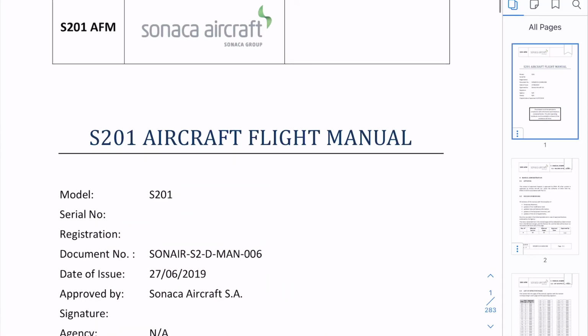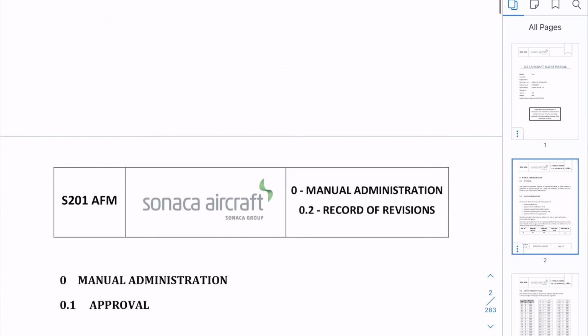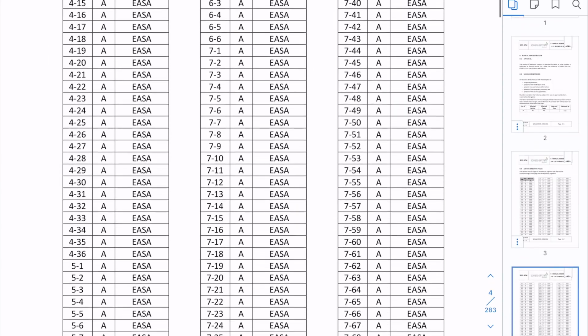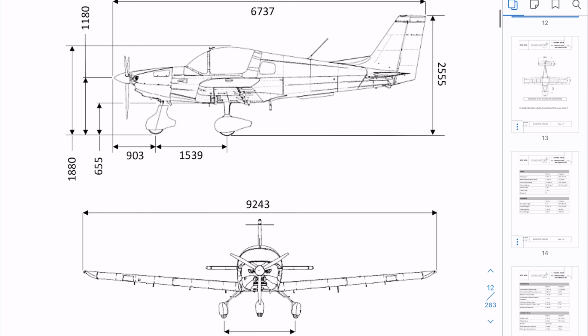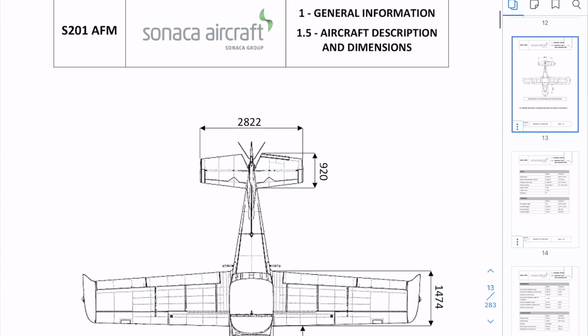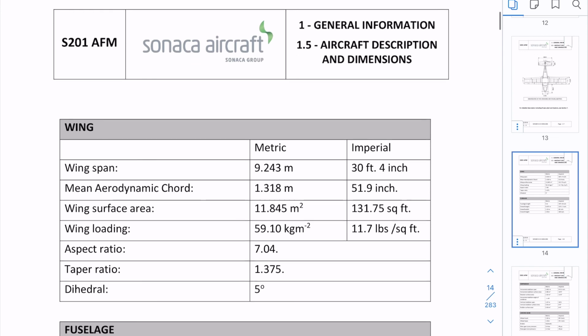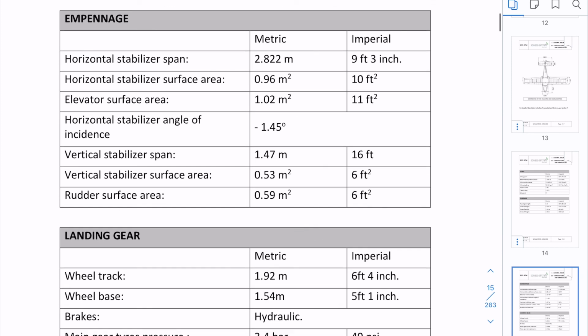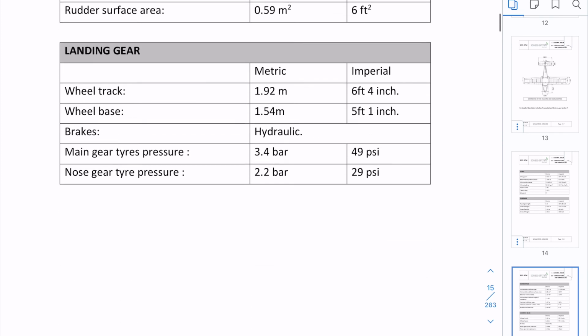A very important document that must always be on board the aircraft during each flight is the Aircraft Flight Manual, or AFM. The Aircraft Flight Manual is a document containing the information and the instructions required to operate the aircraft safely. This document is typically approved by the competent authority, and it contains a technical description of the aircraft, where you can find, among other things, the wingspan, the wing surface area, the fuselage length, the elevator surface area, the type of brakes, and much more.